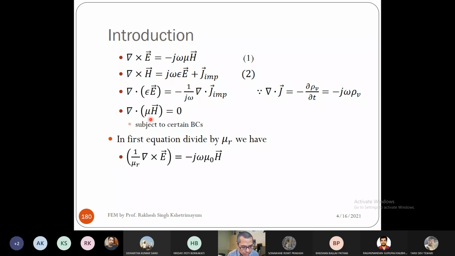So let us try to solve this. First, I would divide the first equation by mu r, so it is divided on the left hand side as well as the right hand side. On the left hand side, it becomes 1 by mu r curl of E. On the right hand side, mu is the magnetic permeability, equal to the permeability of free space mu naught times the relative magnetic permeability mu r. So we have divided by mu r, and the right hand side simply becomes minus j omega mu naught H.